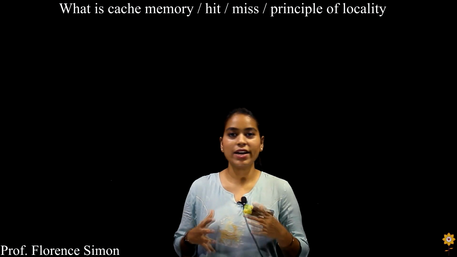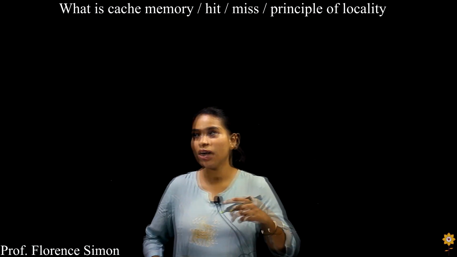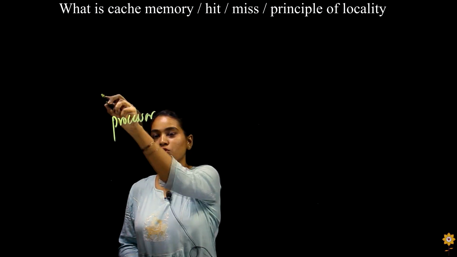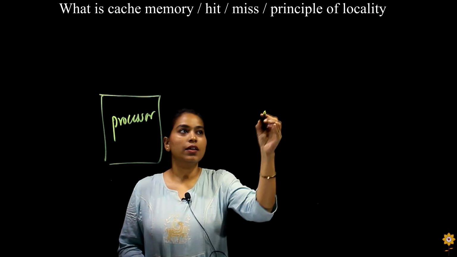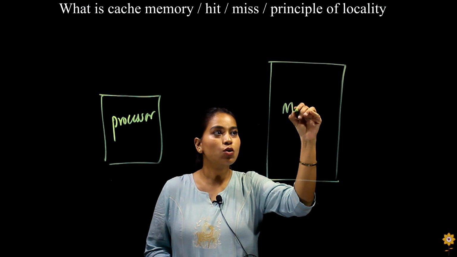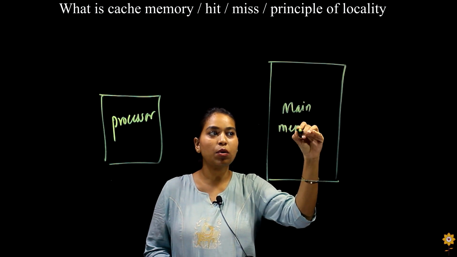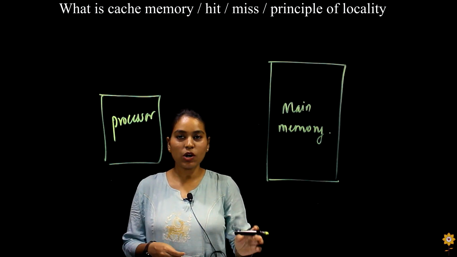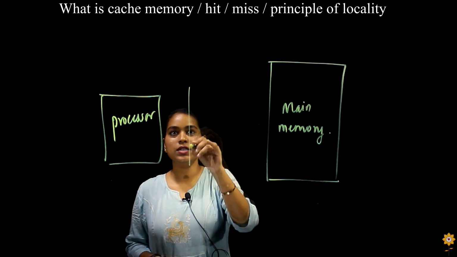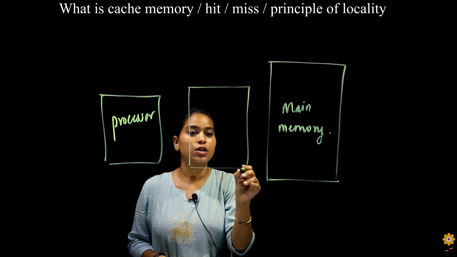So where does this cache lie? Cache is present in between the processor, so this is your processor and then you have your main memory. All the data is there inside the main memory. Whenever a memory operation is being performed, whatever data is required is brought inside of your cache memory.